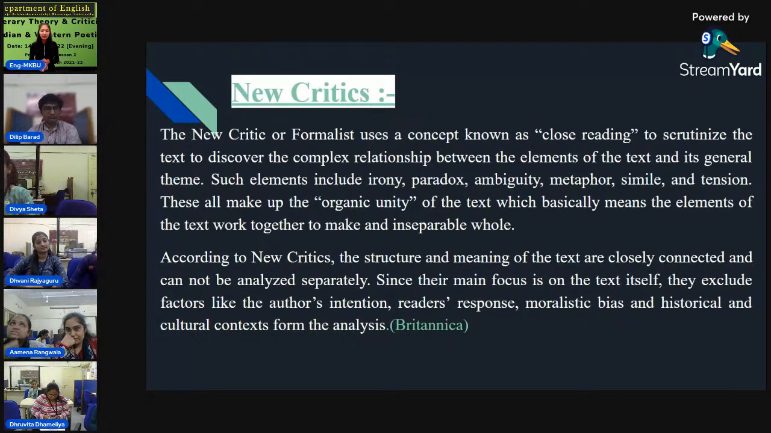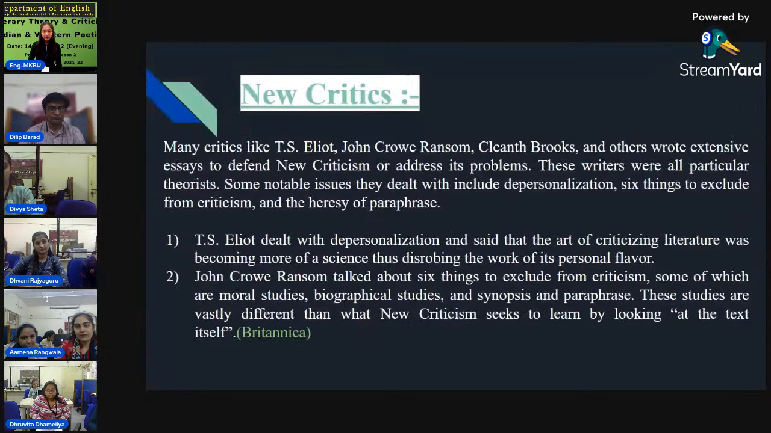According to new critics, the structure and meaning of the text are closely connected and cannot be analyzed separately, since their main focus is on the text itself. They exclude factors like the author's intention, reader's response, moralistic bias, and historical and cultural context from the analysis. These resources I also took from Britannica.